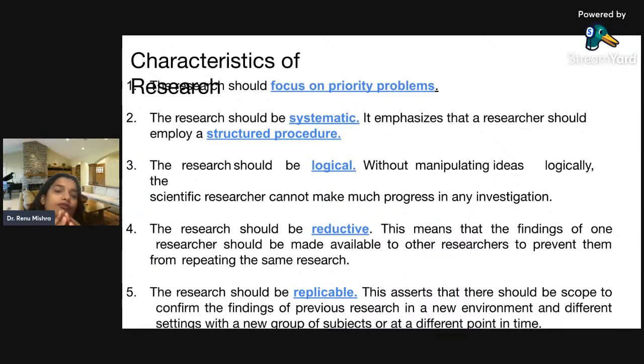So there are no fixed steps that first literature review, then this. You may have a different route depending upon your research documents. Okay, but there is always a systematic procedure. It's not like you first go for title, then you go for methodology, then you go for literature review, and in literature review first you're doing this. Whatever steps you do, there has to be a systematic procedure for that. Okay, research should also be very logical.